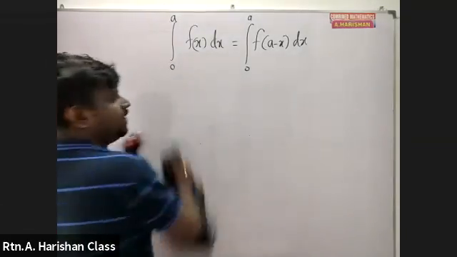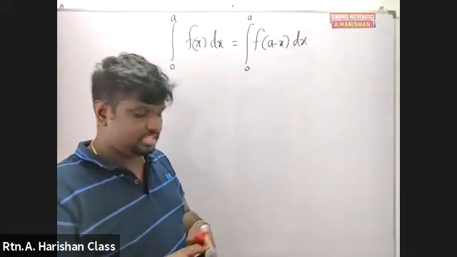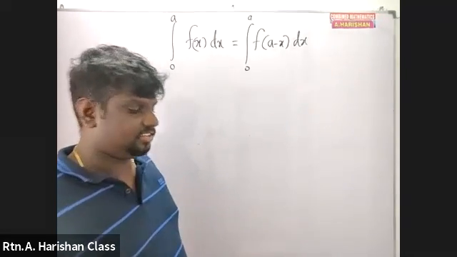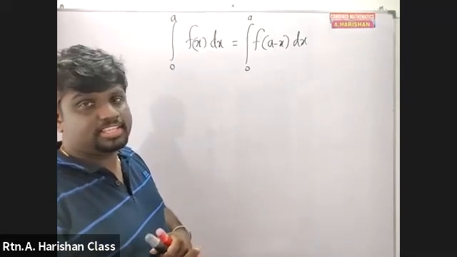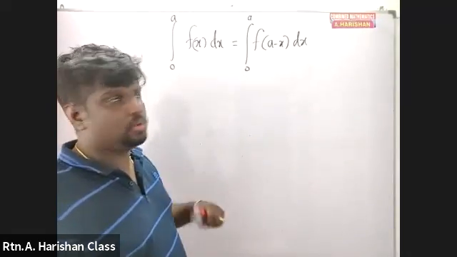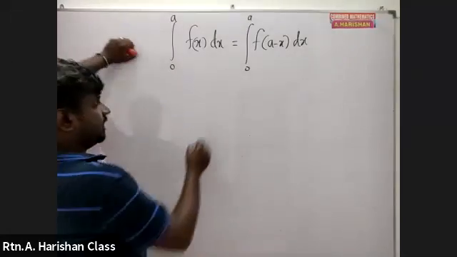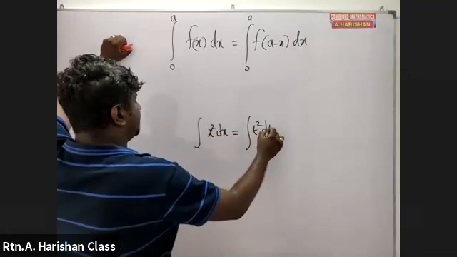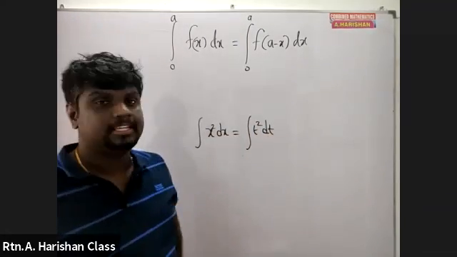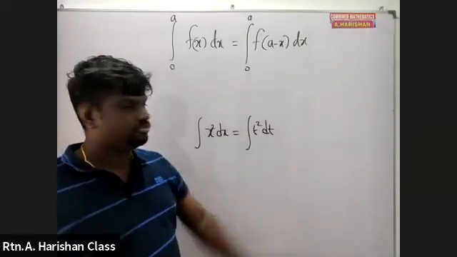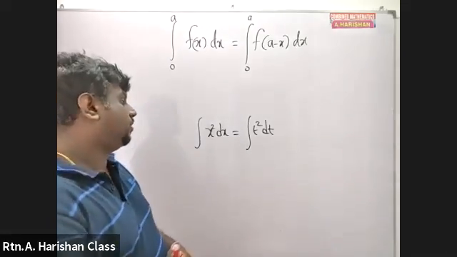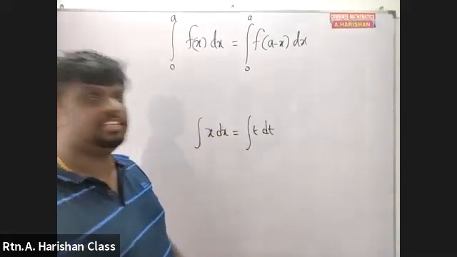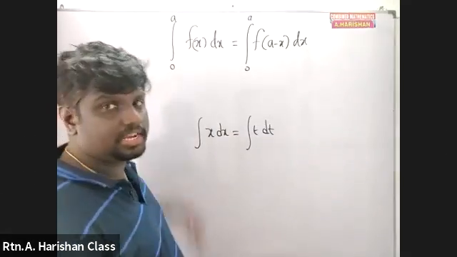Okay. So before I prove this, I want to clear one point, because more than 98% of students struggle in this case. So before I go to the proof, I will explain that one. Guys, will you think x squared dx equals t squared dt? Is it correct? Or say x into dx, will it be equal to t dt? So the answer is no.